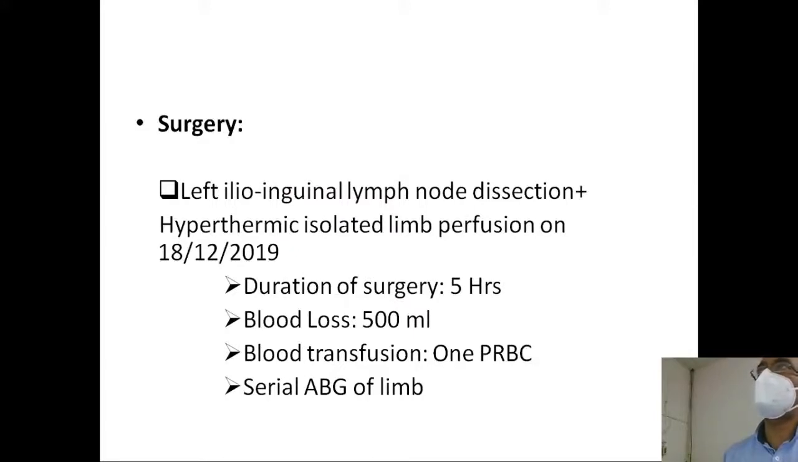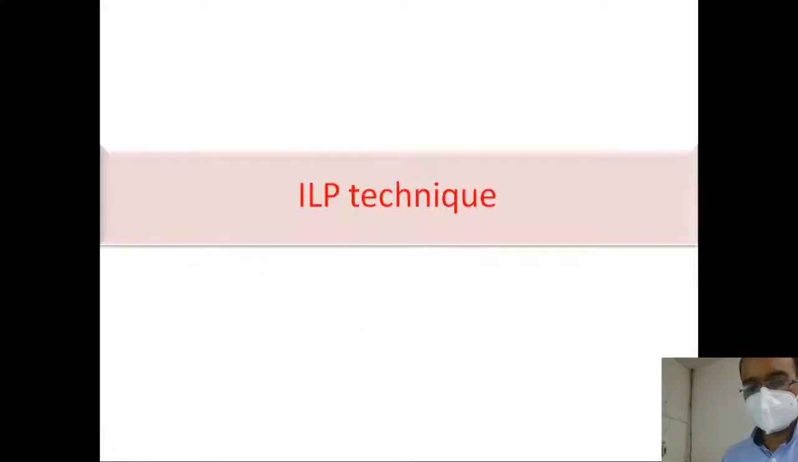He underwent left ilioinguinal lymph node dissection with hyperthermic isolated limb perfusion on 18th of December 2019. The duration of surgery was 5 hours with an estimated blood loss of 500 ml. One PRBC was transfused during the operation, and serial ABG monitoring was done during the procedure.